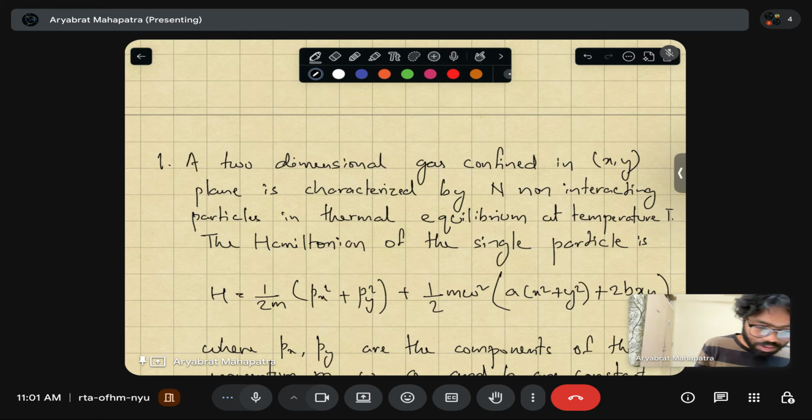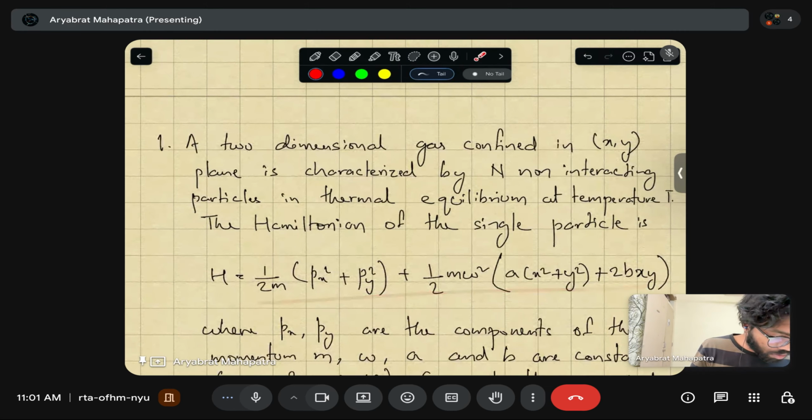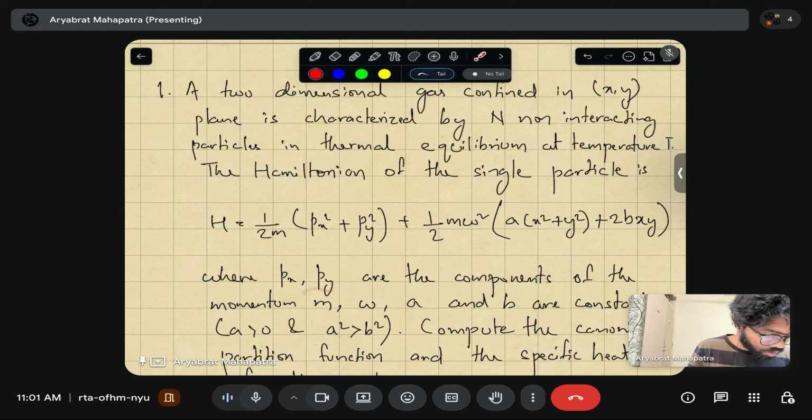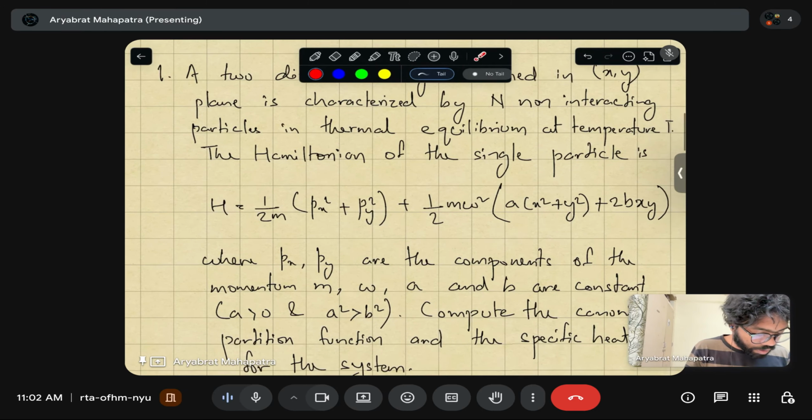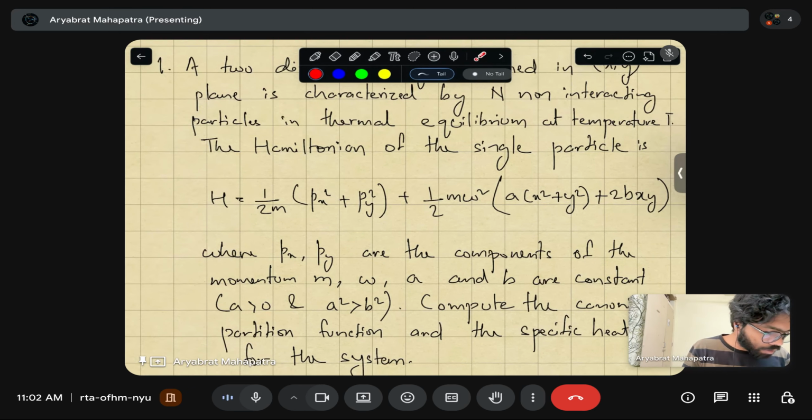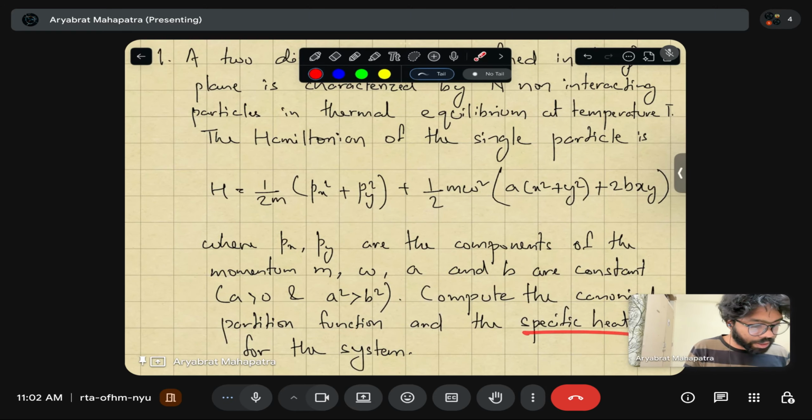Okay, so the first problem is as follows. You have a two-dimensional gas confined in the XY plane and characterized by N non-interacting particles in thermal equilibrium at temperature T. The Hamiltonian of the single particle is given, where Px, Py are the components of momentum, and these are some parameters for your system, where further conditions are given for A and B. Then you have to start with your partition function and calculate the specific heat.